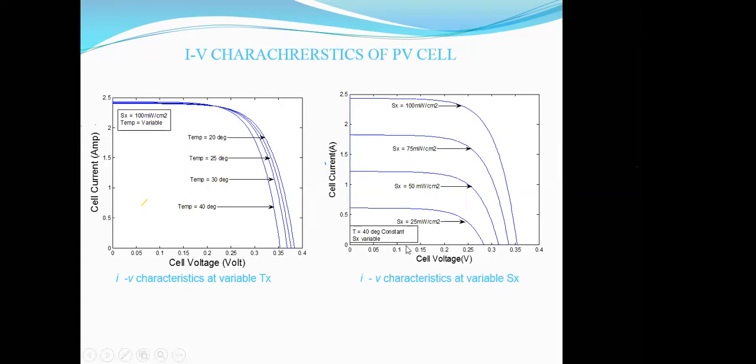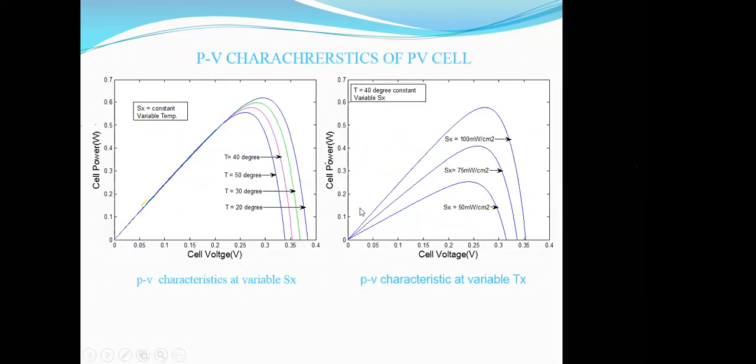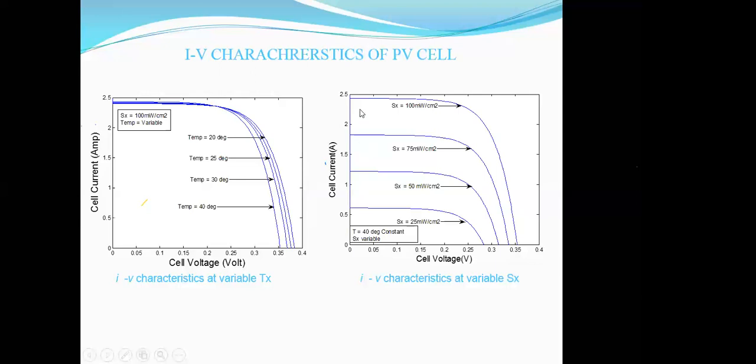Similarly, if we keep on changing the solar insolation, we can see here that current is increasing and voltage is almost similar. So both effects have been considered, the effect of temperature as well as solar insolation. In this, I have kept the solar insolation constant and varied the temperature. In this, I have kept the temperature constant and varied the solar insolation, and the graphs have been plotted.